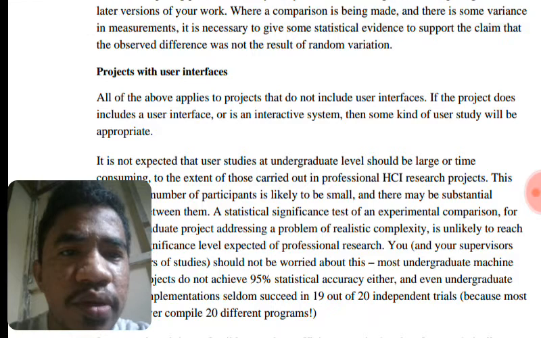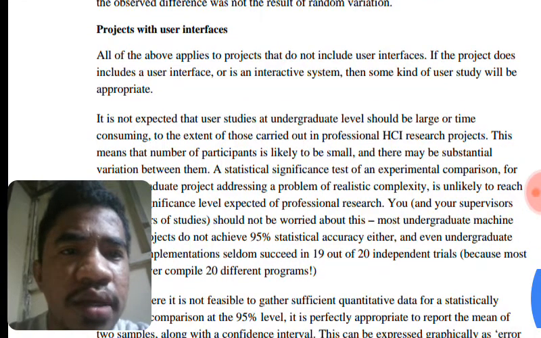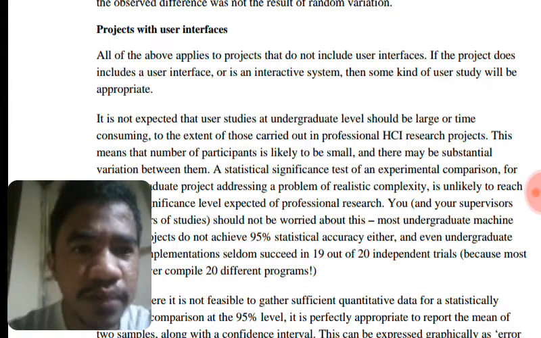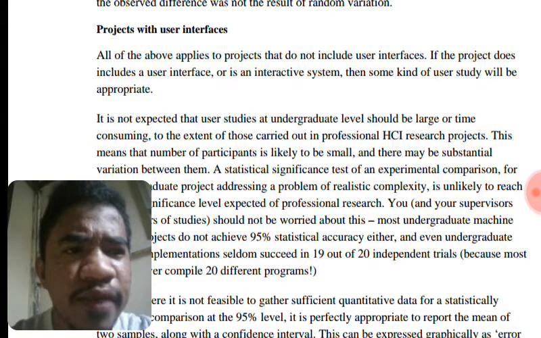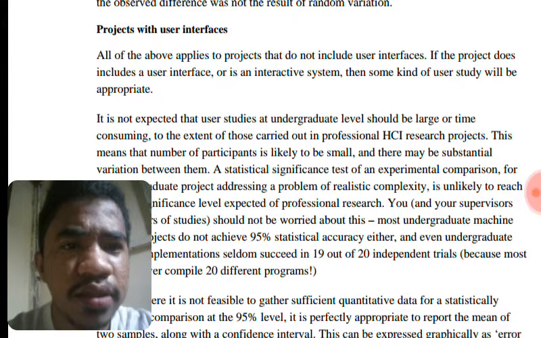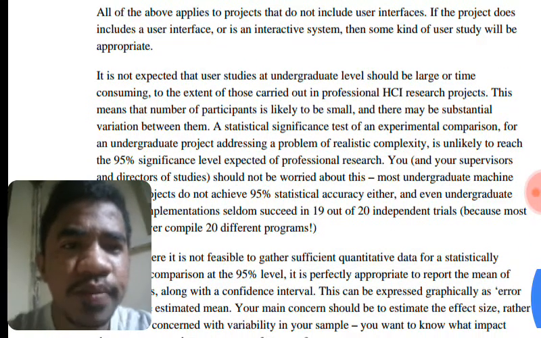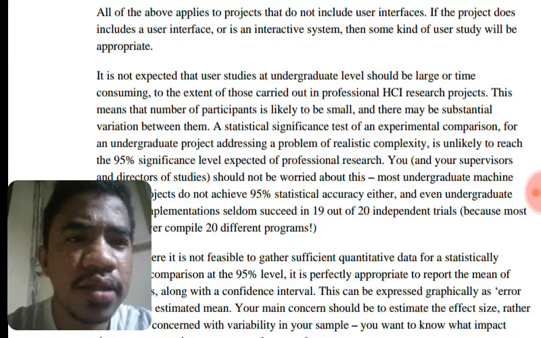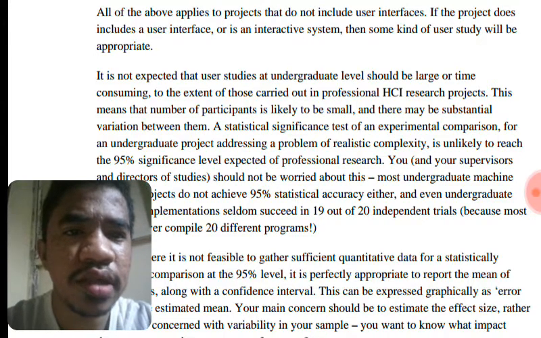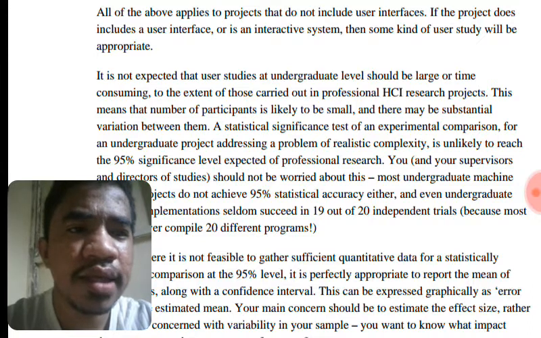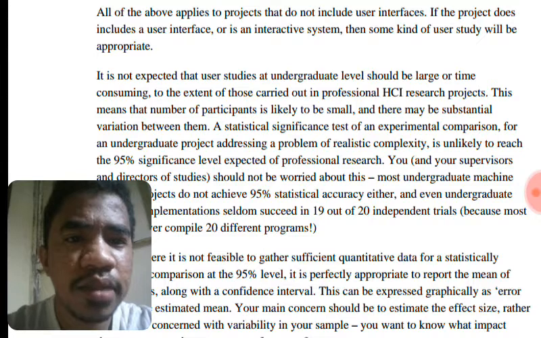Projects with a user interface. All of the above applies to a project that does not include a user interface. If the project does include a user interface or is an interactive system, then some kind of user study will be appropriate. It's not expected that a user study at an undergraduate level should be large or time consuming to the extent of those carried out in a professional HCI research program. This means that the number of participants is likely to be small, and there might be substantial variation between them.